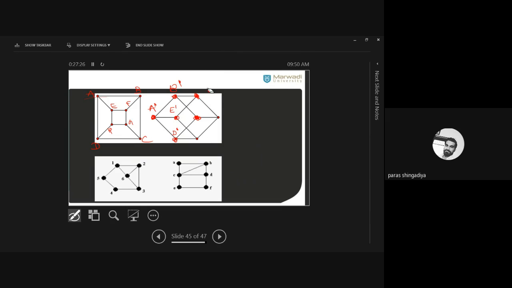Can you put this above vertex as a C dash? Yeah, it is not true. Why is it not true? Because we also consider the remaining connection.